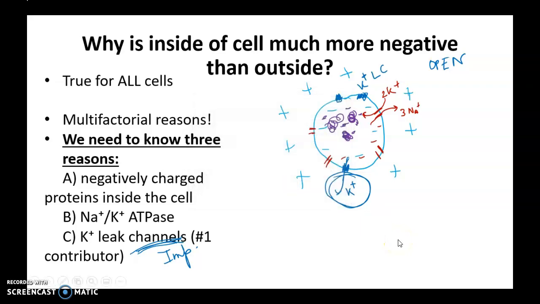Alright, class. So, we looked at three reasons, right? Why the inside of the cell is so negative. It's negative for three reasons. Number one being the potassium leak channels. Then we have the sodium-potassium pumps by which we lose net positive charge. And then we have the proteins inside which are negatively charged. Okay. Good? All right.